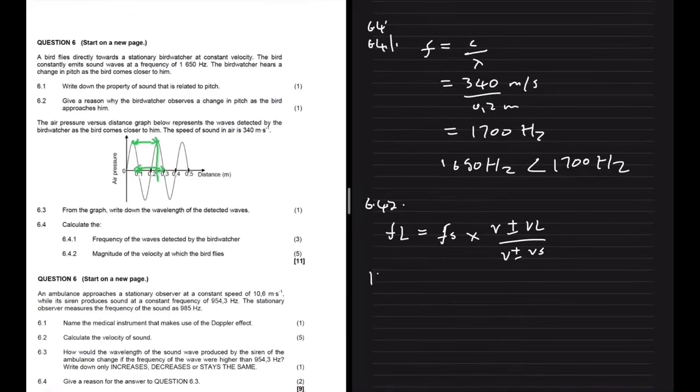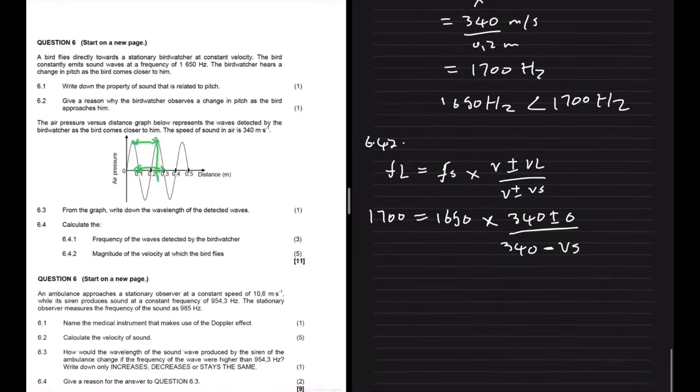So that will give us 1700 equals 1650, which is the frequency emitted by the sound source, right? V is 340, given on the question. The listener is stationary, so we're going to have plus or minus 0. The sign won't matter in this case. And then 340 again, because the sound source is moving towards the observer. In the denominator, we're supposed to have minus. If it was moving away, then we would have plus. So we want minus Vs, the velocity of the sound source, which is our unknown.